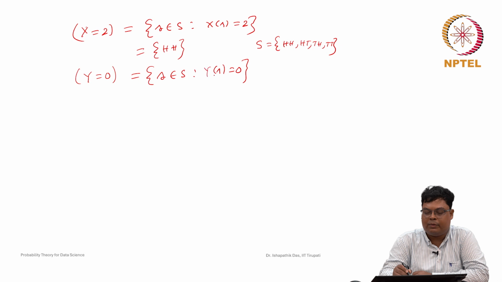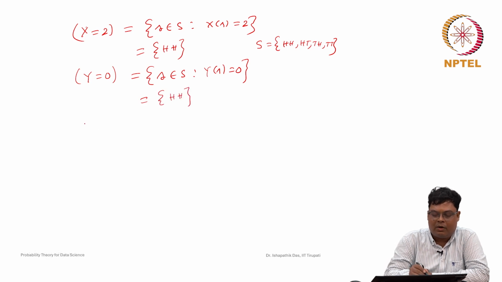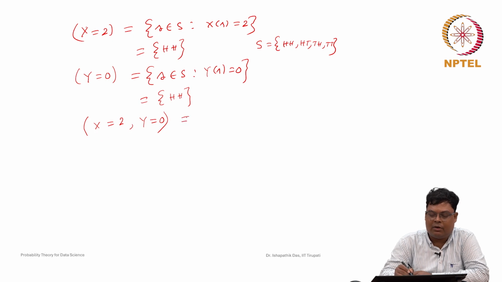Then for which point is y defined by the number of tails obtained? The number of tails will be 0, so that means this is nothing but the point head head. So, this is again head and head. Okay. So, now if you want to define this, what is this? X is equal to 2 comma y is equal to 0. So, this is nothing but the event corresponding to, because we already know what the event is.